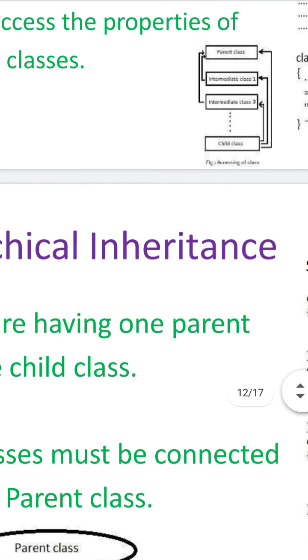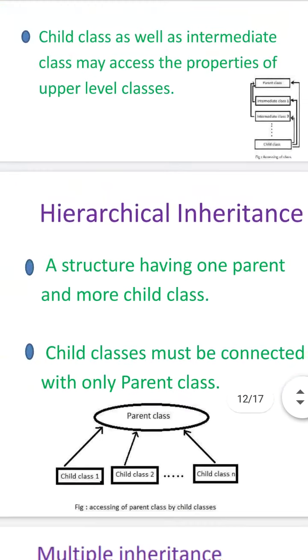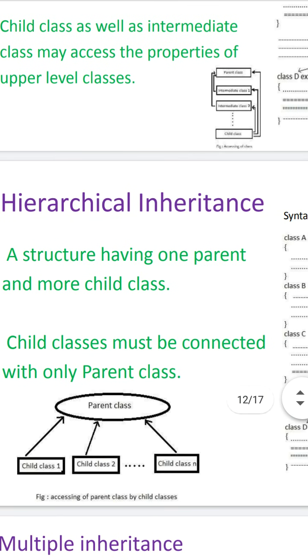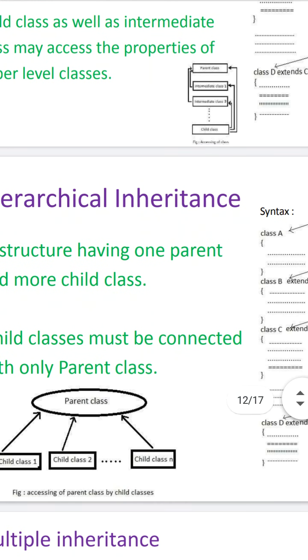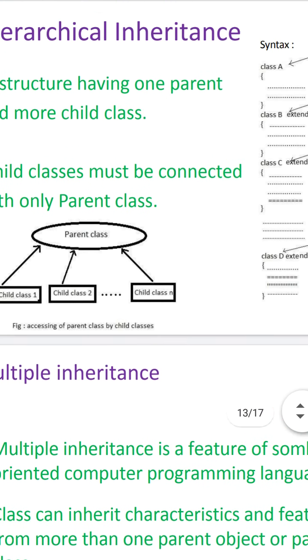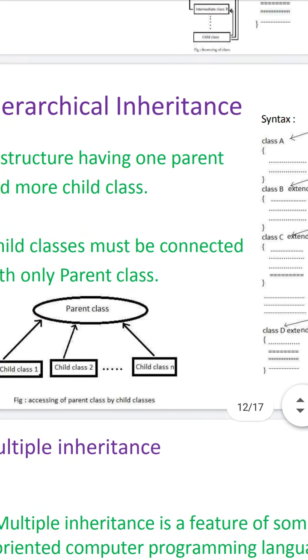Now we will come to hierarchical inheritance. In hierarchical inheritance there is a structure having one parent and more children. The child classes must be connected only with the parent class. Now this one is our pictorial view.